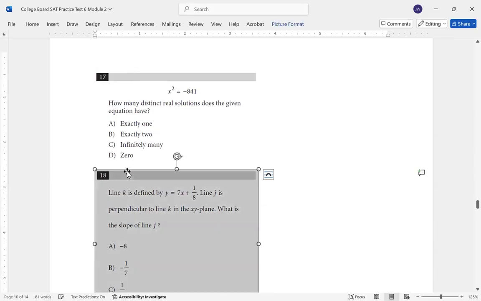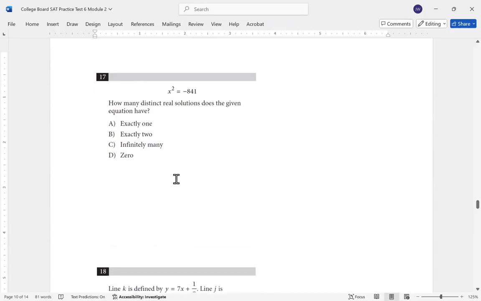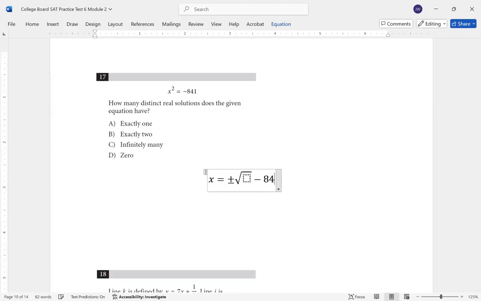Question 17. How many distinct real solutions does the given equation have? Now you can do this very fast because normally to solve for x, we'd have to take the positive and negative versions of the square root of negative 841.